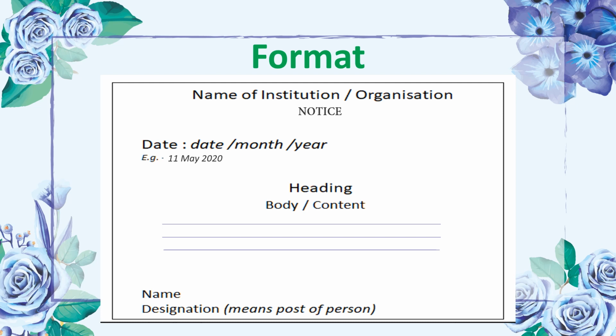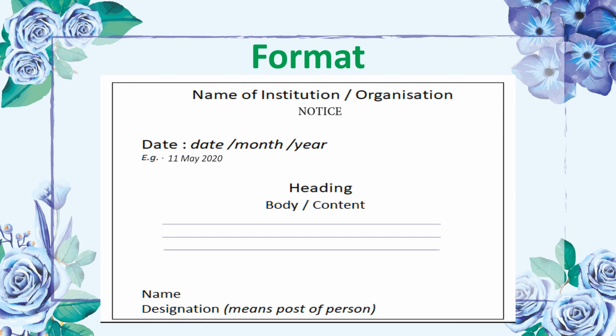Let us see the format of notice writing. On the top, you're going to write the name of the institution or the organization. If the institution's name is given in the question, then you write that one. If not, then you make up your own name. For example, here we have to write Lakshman Public School. Then you leave a line and you write the word NOTICE in capitals. Then you leave a line and on the left side, you're going to write the date. Date, month, year. I've given the example as well.